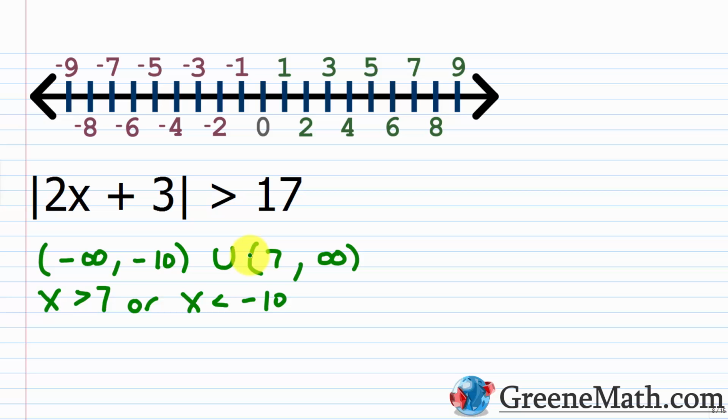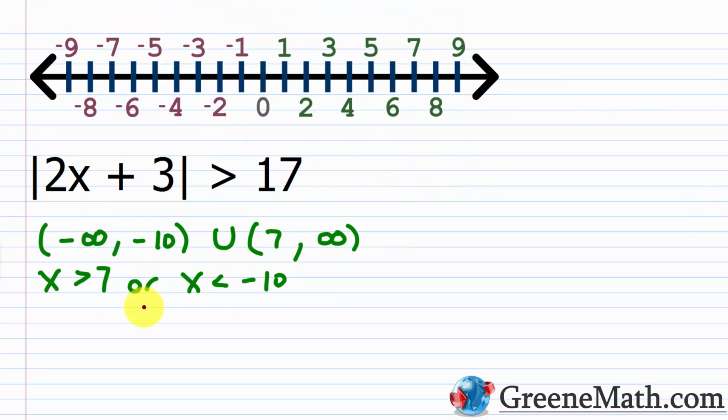Now graphically, on our number line, we can put a parenthesis at 7, and we can shade everything to the right. Okay, all that. And then in terms of x being less than negative 10, we don't have a notch for negative 10, but we can just make one real quick. So we'll say this is negative 10, and let me make that a little bit better. And then I'm just going to put a parenthesis there, and I'm going to shade everything to the left.